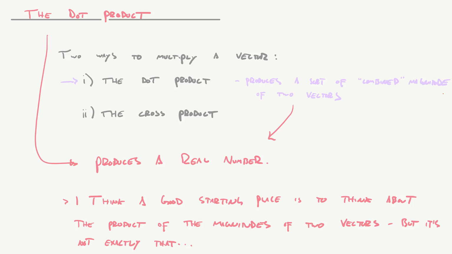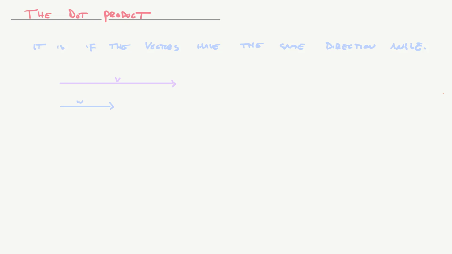But again, I think this is a great starting point, a product between 2 magnitudes. But it's only a product between 2 magnitudes if the vectors are going in the exact same direction. Okay, so if it was something like this, vector v, vector w, which appear to have 0 degrees as both their direction angles, then vector v dot vector w is indeed the magnitude of v times the magnitude of w. But that does not always happen.